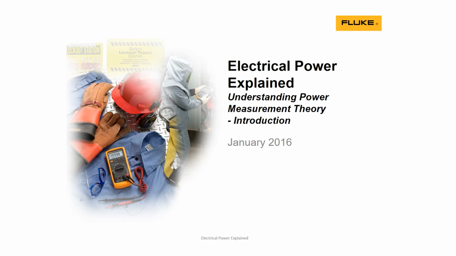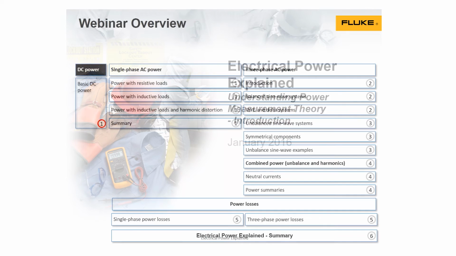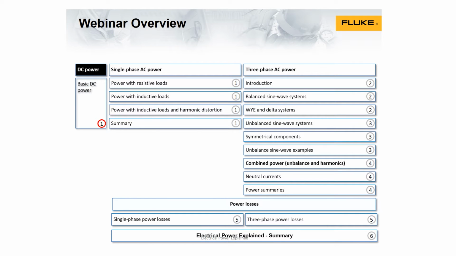The objective of this webinar is to give all the theory needed to fully understand the sources of line losses in electrical systems. This webinar consists of 6 modules, and each module will be finalized with a quiz. This slide shows the webinar overview with all subjects we will discuss. The webinar consists of 6 parts.